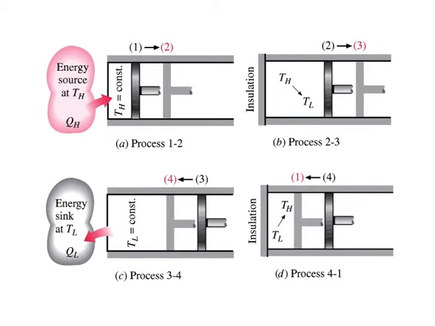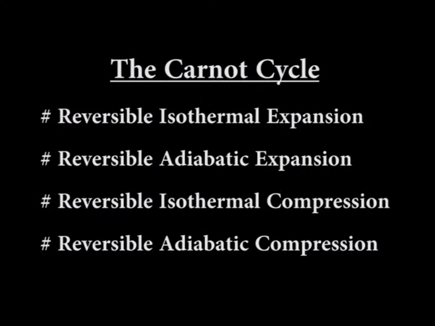Consider a closed system that consists of a gas contained in an adiabatic piston cylinder device. The insulation of the cylinder head is such that it may be removed to bring the cylinder into contact with reservoirs to provide heat transfer. The four reversible processes that make up the Carnot cycle are reversible isothermal expansion, reversible adiabatic expansion, reversible isothermal compression, and reversible adiabatic compression.